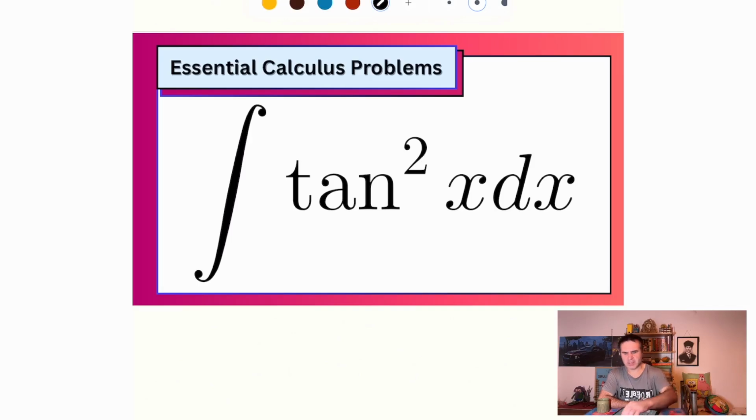In this series, we solve important calculus problems step by step, making sure every concept is clear and easy to follow. And in this lecture, we will solve the integral of tangent square of x.